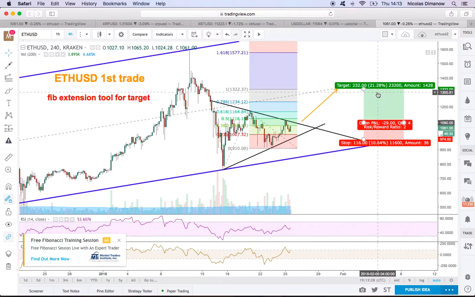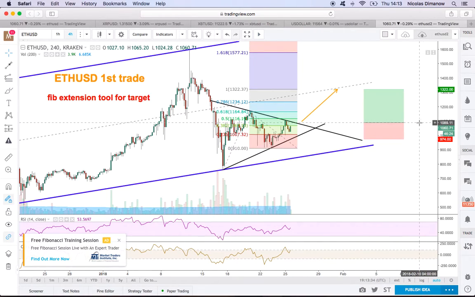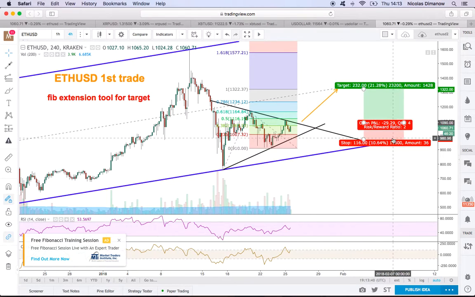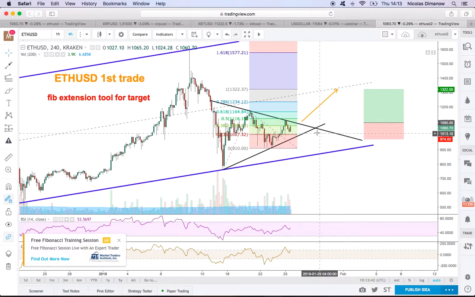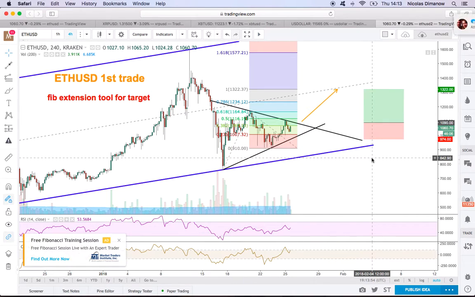That would give us a nice 29%, 0.28 return on investment if we buy it at 1090, with a stop loss placed below the downtrend line here, right? This is the maximum risk we're willing to take. So we would close the position at 974 if it goes haywire.